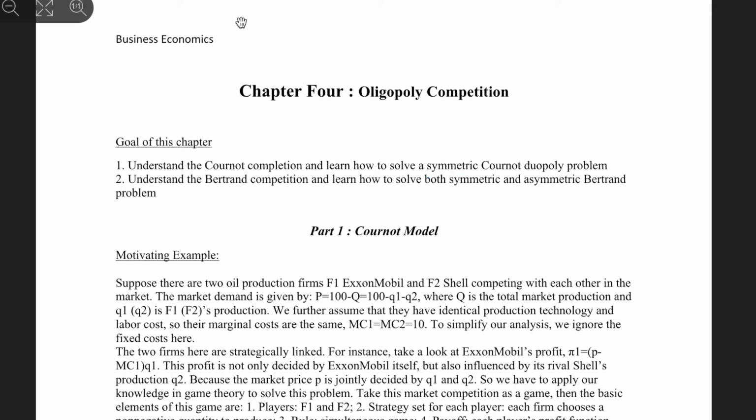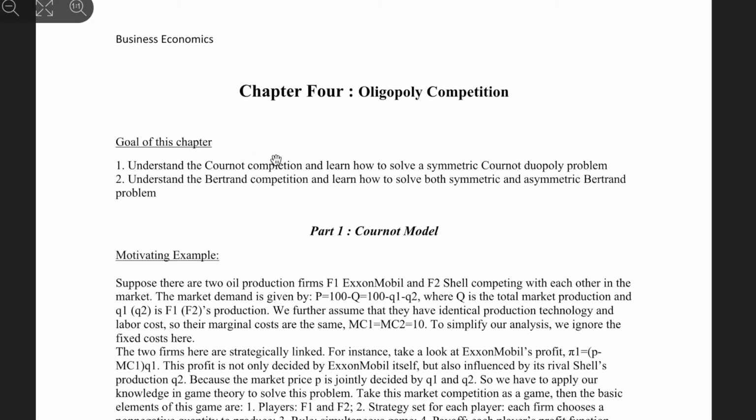Okay, so we're gonna start a new chapter, chapter 4, oligopoly competition. Like always, we're gonna start with the goal of this chapter. The goal of this chapter is two things. One, to understand the Cournot competition, right?